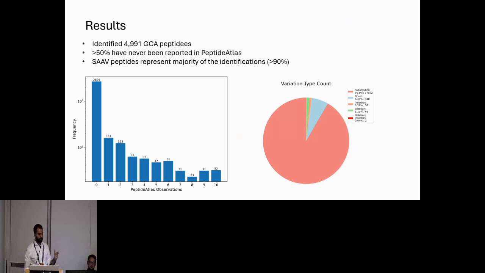And importantly, more than 90% of the GCA peptides have single amino acid variants. The reason for this is because we are looking at sample-specific variation, so it's more related to the population variants.